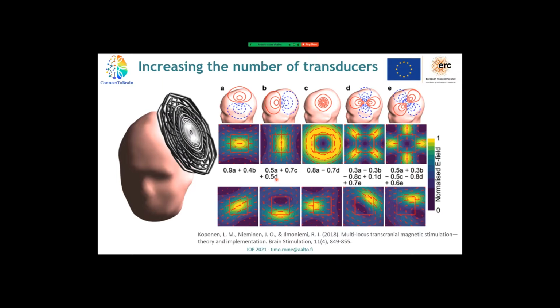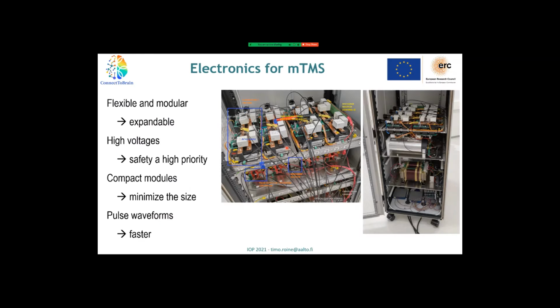The first prototype, as shown here, will consist of 5 coils, and with these we are able to move the locus of the stimulation within an area of 3 by 3 centimeters and change the direction of the electric field freely. However, the final prototype might contain something like 50 coils, and then it would be able to stimulate almost anywhere on the cortical surface.